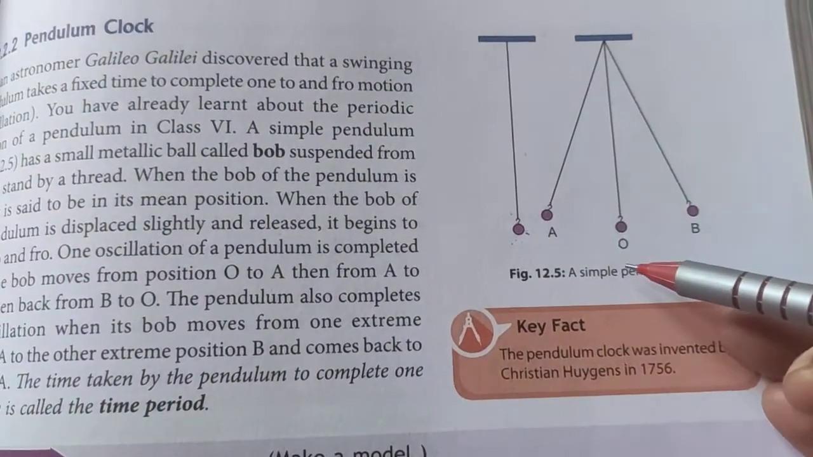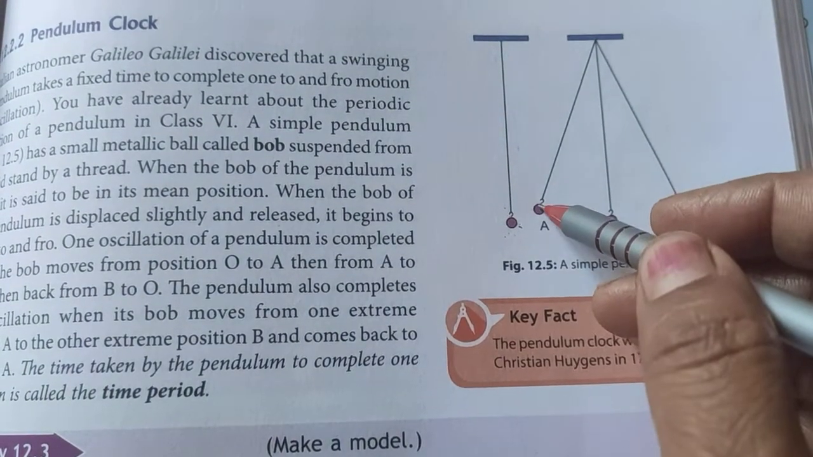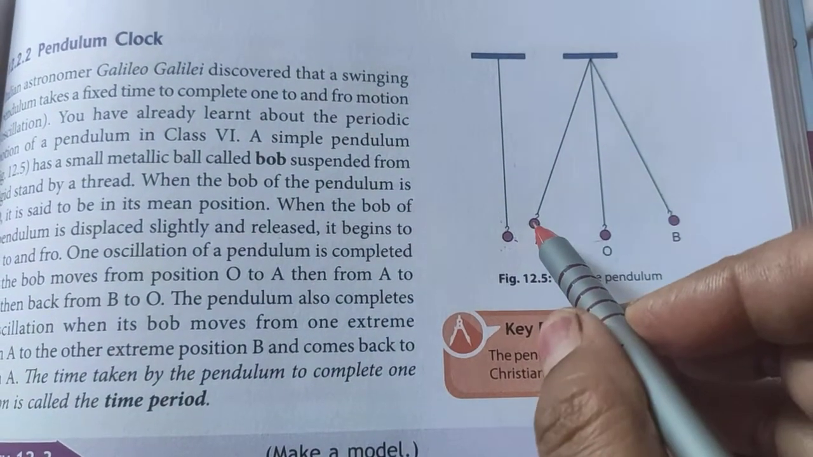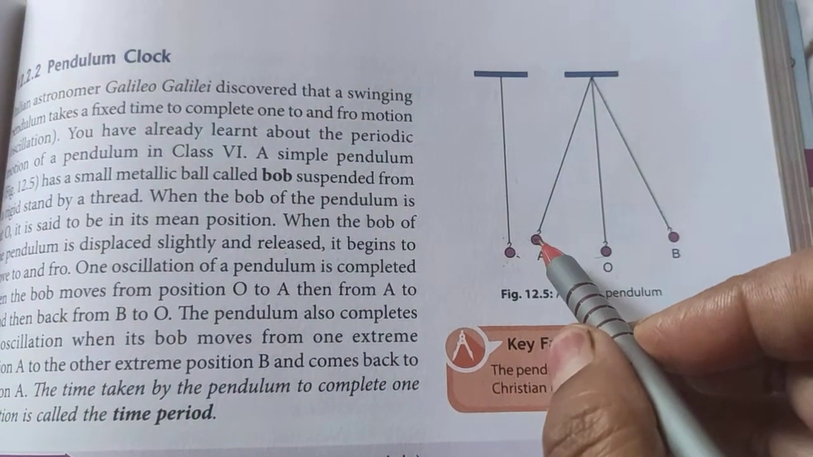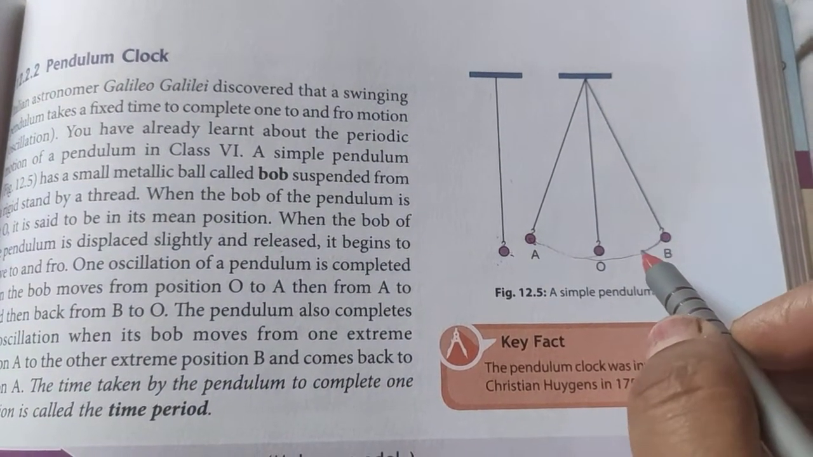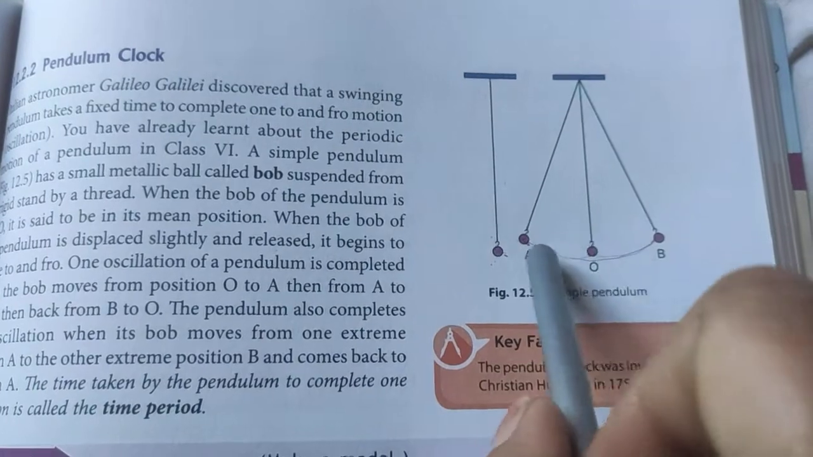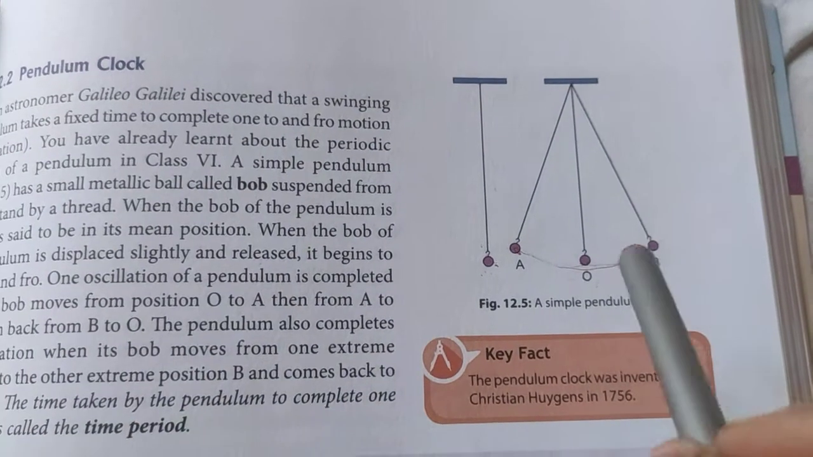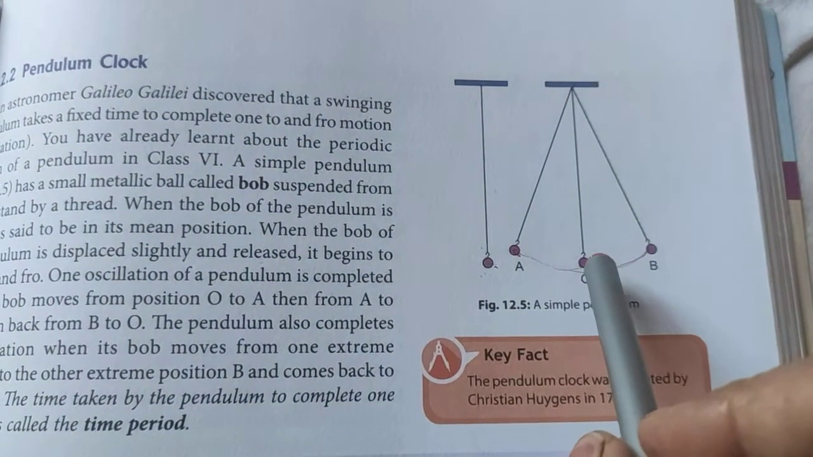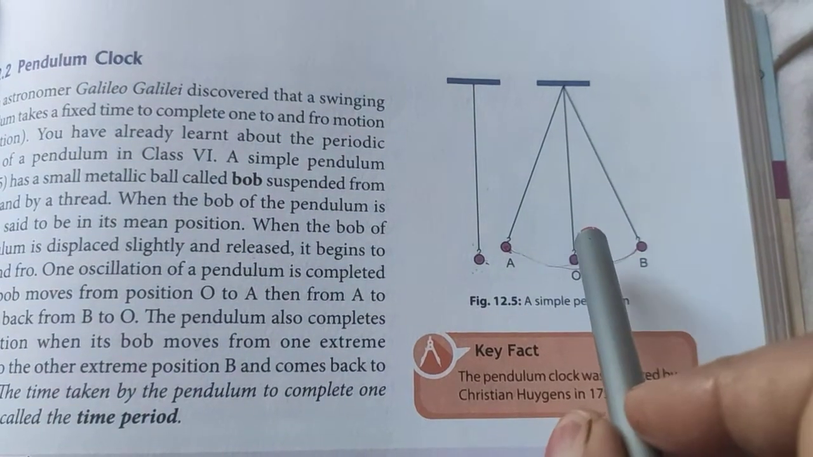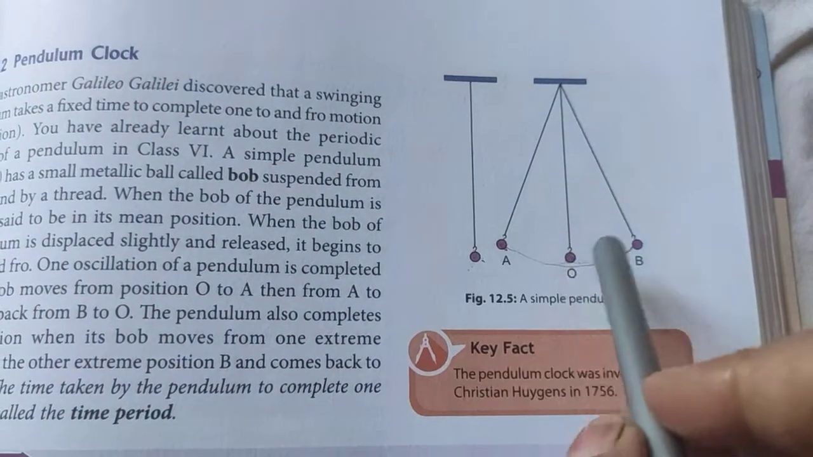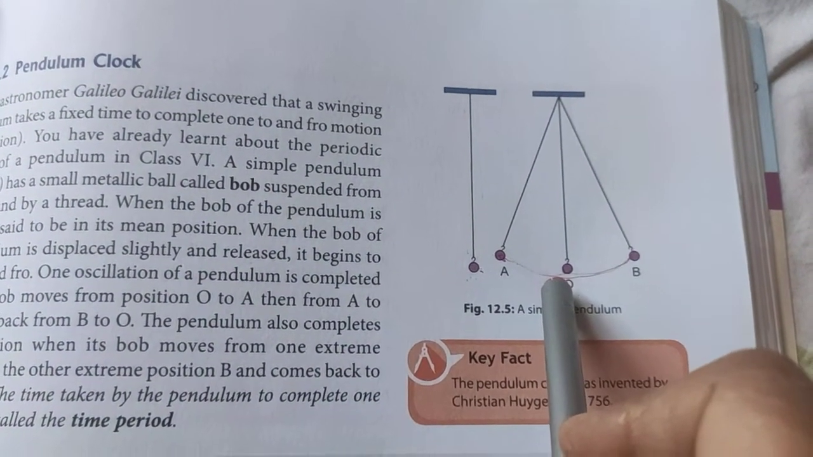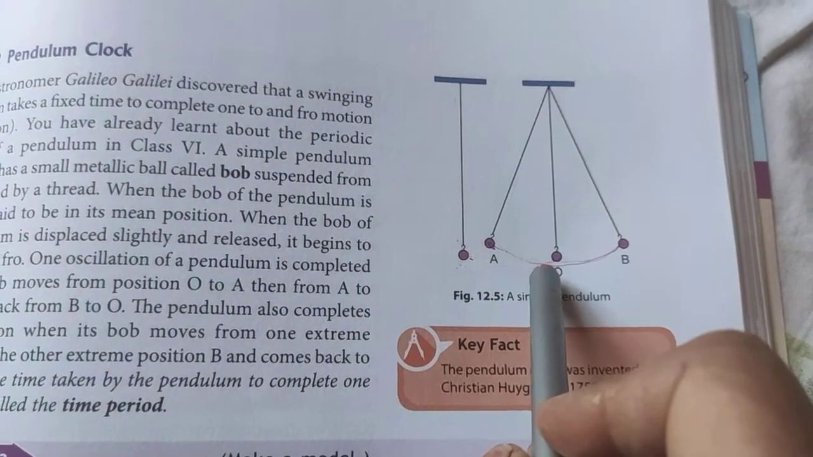So when the pendulum is at the O position, we take the pendulum to position A and then leave it. When we leave it, what happens? It moves to this position, again it comes back to this, and then back to this, and it keeps on swaying. Suppose the pendulum started from the O position and came back to the O position after going to A, then to B, and then to O. That is known as one oscillation of a pendulum.